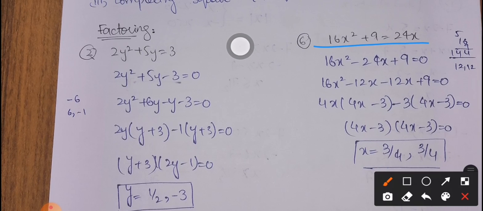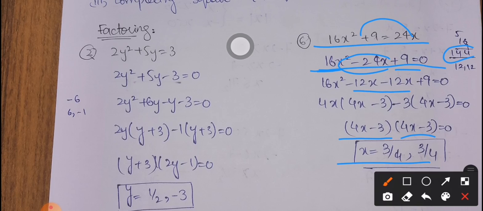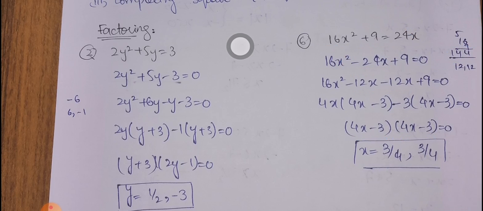Next we have question number 6. 16x square plus 9 is equal to 24x. So we must have 0 on the right hand side, we will shift this 24x to the left hand side. So this is the general or standard form of the quadratic equation. Now for the middle term breaking, we multiply 16 and 9, which is 144, and the factors of 144 which will make minus 24 are minus 12 and minus 12. So by taking common, we are left with 4x minus 3 into 4x minus 3, that is x is equal to 3 by 4 and 3 by 4. There may be a possibility of having repeated roots, so it's okay.